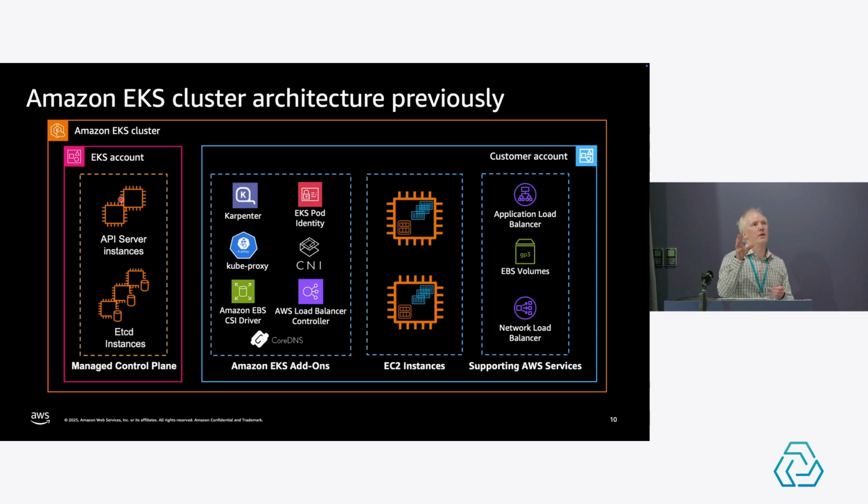But on the right-hand side, we can see all the stuff that you had to add. You had to add load balancer controllers, Karpenter, for example, if you needed it for your application. You also had to manage the EC2 instances and the associated AWS services.